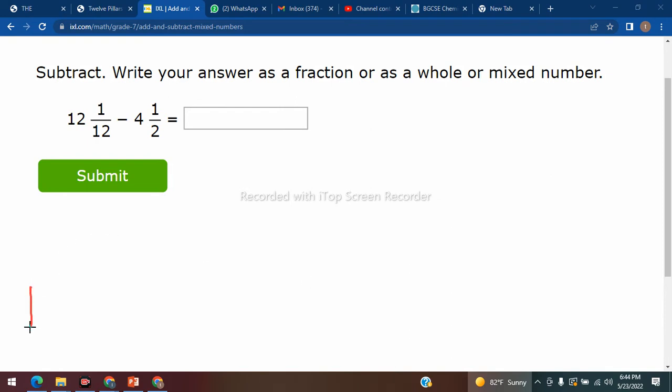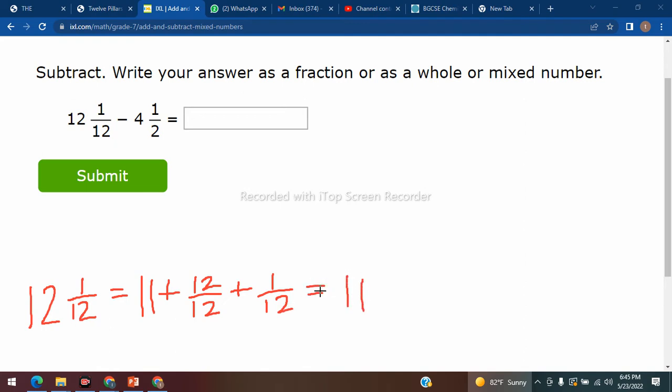And so it's going to be 12 and 1 over 12, sorry, which is equal to 11 plus 12 over 12. Isn't it minus? No, because we took away 1 from the 11, so that's the 1 there, because 11 and 1 is still 12. And then plus 1 over 12. And so we are left with 11, 12, and 1 is 13. So this is 11 and 13 over 12.